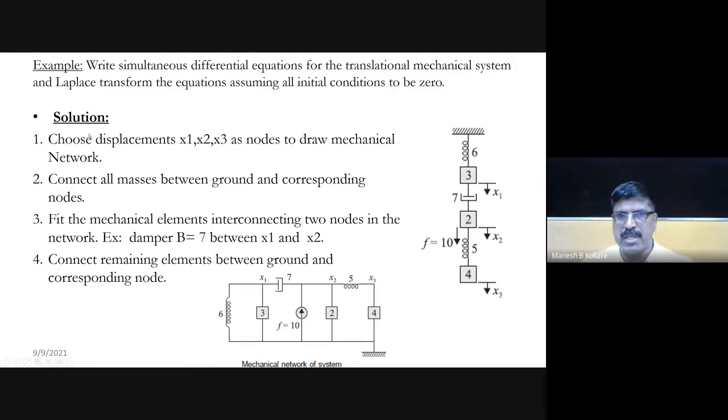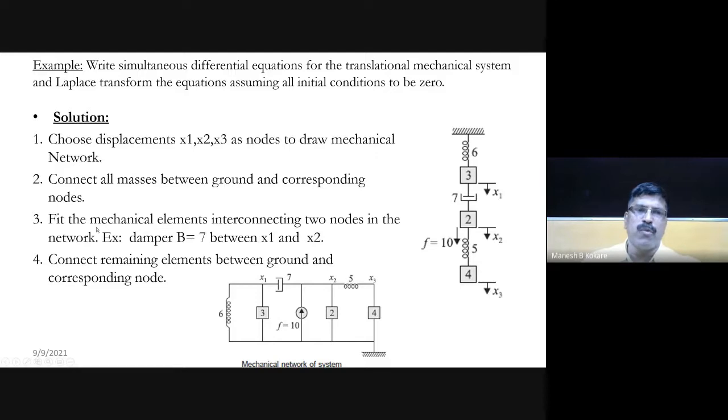So the solution is to choose the displacement points X1, X2, X3. These X1, X2, and X3 are the displacement points, so we have chosen them as nodes. And then after that, connect all masses between ground and the corresponding node. This 3 is associated with X1, so one end of 3 is connected to X1, and another is connected to the ground. Then 2 is connected to the nearest displacement point X2, and another end is connected to the ground. And then 4 is associated with X3, so one end of 4 is connected to X3, and another end is connected to the ground. So now the mass elements are over.